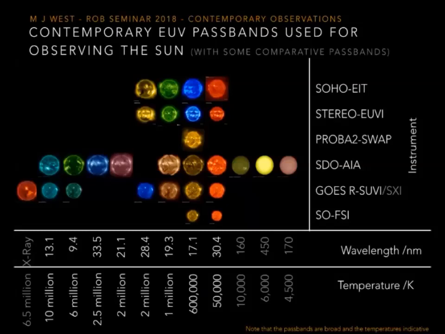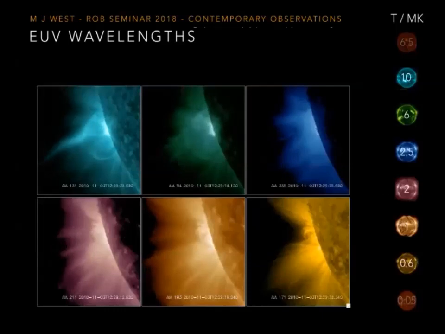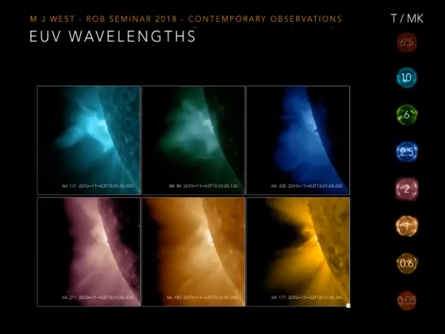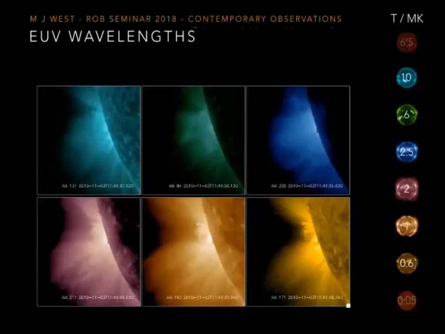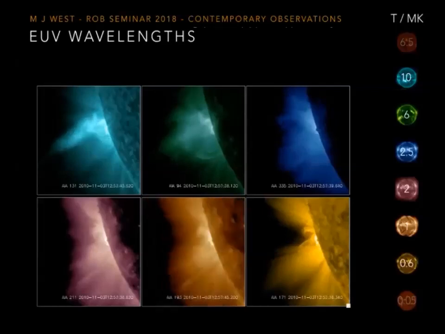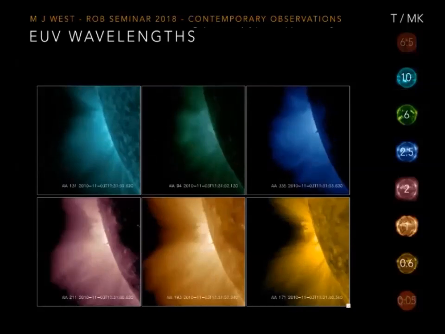Just to give you an idea, I like this video here, which is from 6 of the AIA passbands, and it's showing an eruption off of the southeast limb of the sun in 6 different passbands. I've indicated the temperatures up here. This blue colored one is showing emission which could be up to around 10 million Kelvin, and the coolest one down here is the yellow one, the 171 angstrom passband, which is under 1 million degrees. With this particular eruption, we see emission passing through all of these temperature ranges, all the way up to this very high temperature here.